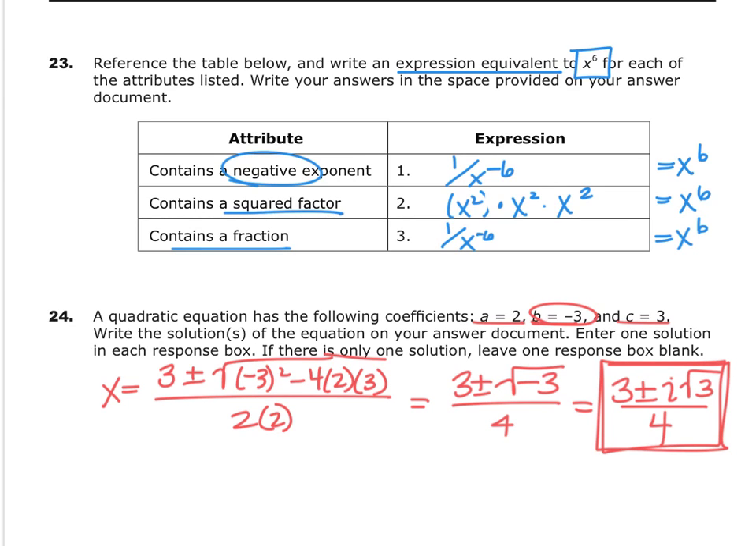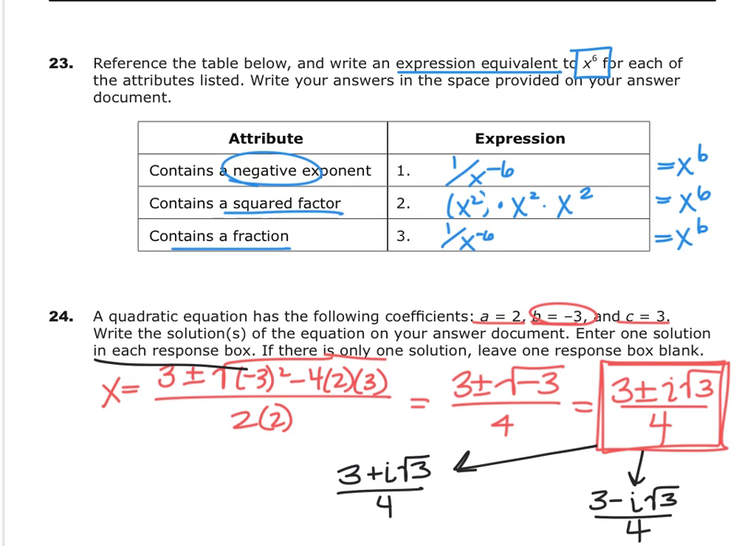Actually, I wanted you to see, it says write a solution in each box, which means they actually want you to break this up and write it as 2 separate answers. So in one of the boxes, you would write 3 plus i square root 3 over 4. In the other box, you would write 3 minus i square root 3 over 4. Remember, that is 2 separate solutions, so make sure you separate them on your answer page.